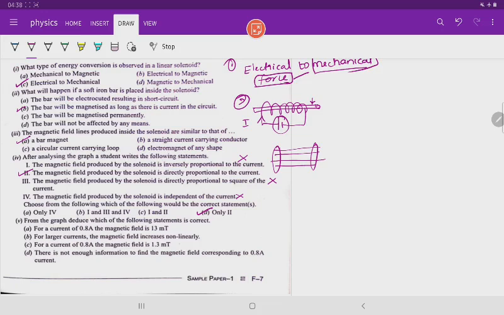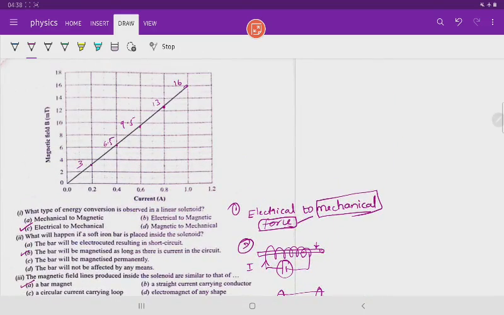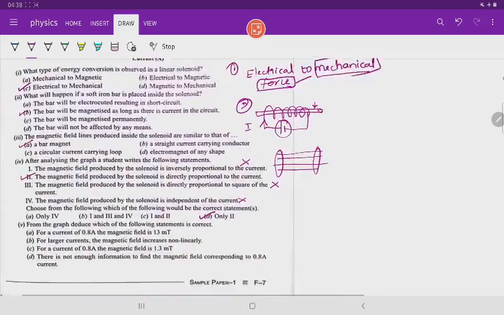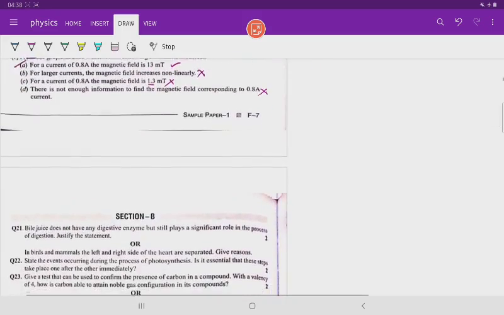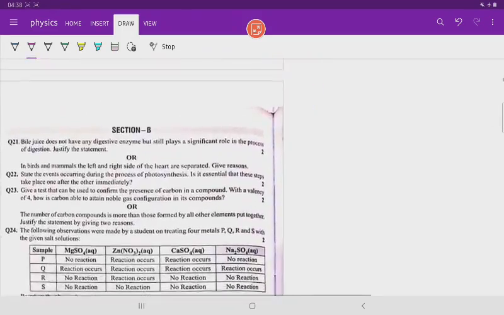From the graph, deduce which of the following statements is correct. For a current of 0.8 ampere, the magnetic field is 13 millitesla. Yes, the first one is correct. For a larger current, the magnetic field increases only? No, it is increasing linearly, so this is wrong. For a current of 8 ampere the magnetic field is 1.3? No, it is 13, not 1.3, be careful. There is not enough information? No, there is enough information to find it. So the answer is A: for a current of 0.8 ampere, the magnetic field is 13 millitesla. Hope you understood this question. We're moving on to the other question.